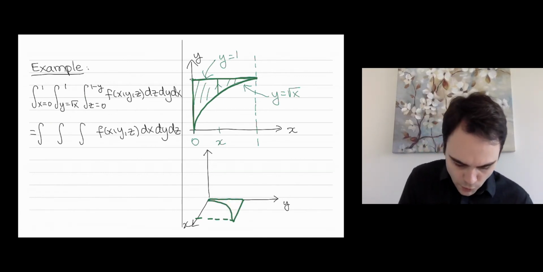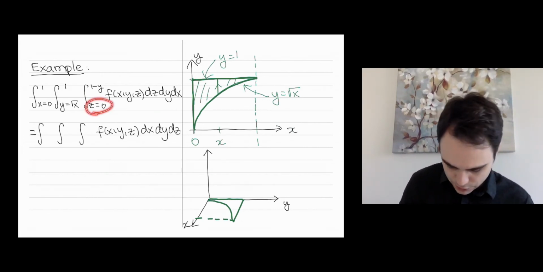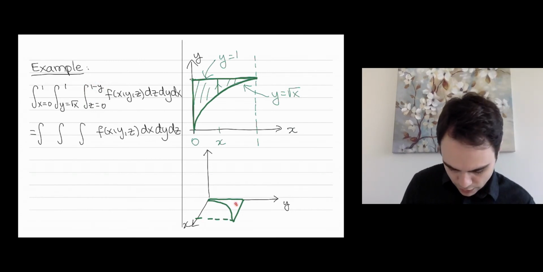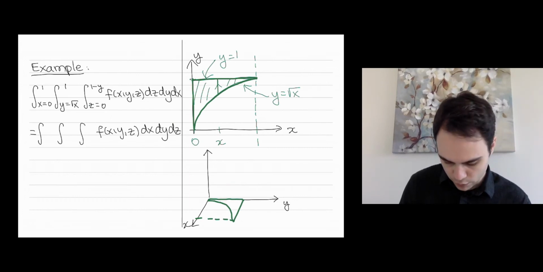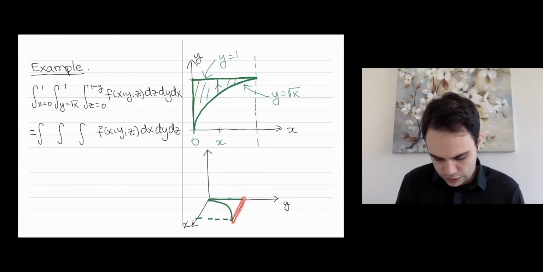And what's going on is that for a given point in the projection, z starts at 0, and it stops at this value, 1 minus y. So it stops at a value that depends on what the y-coordinate is. If the y-coordinate is 0, then z stops at 1 minus 0, which is 1. If the y-coordinate is a half, then z stops at 1 minus half, which is a half. If the y-coordinate is 1, then z starts at 0 and stops at 1 minus 1, which is 0. So there's nothing here.